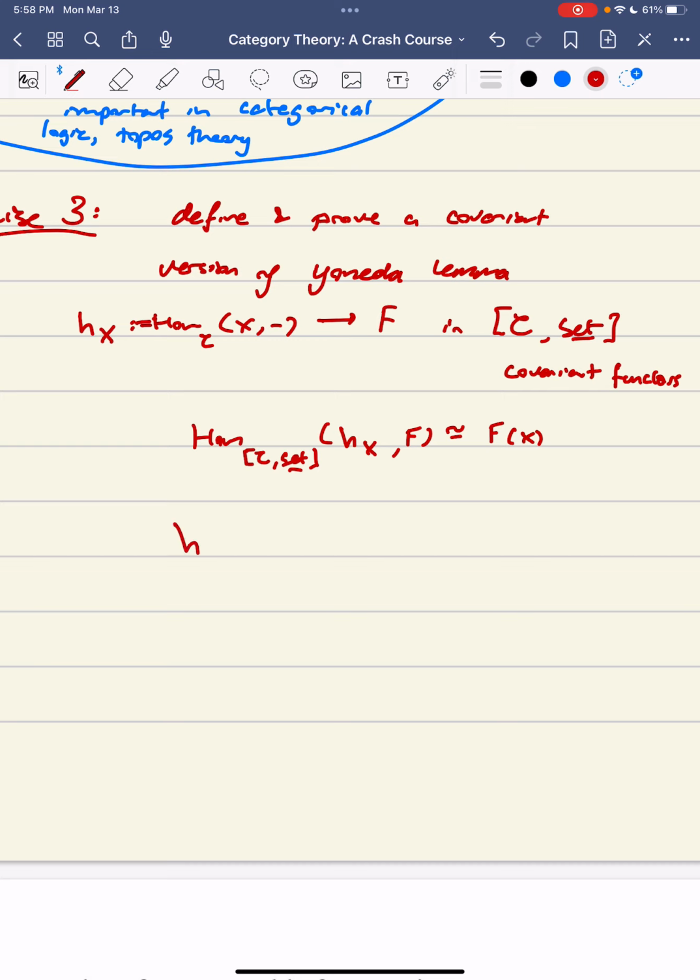So you have a functor here from C op into the category of covariant functors from C to Set, and an analog of the Yoneda embedding for covariant functors.